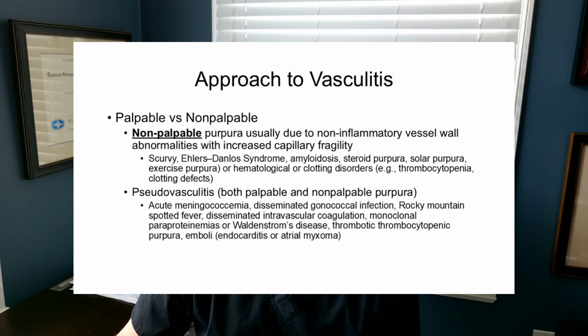So we would consider a differential of things like scurvy or Ehlers-Danlos, amyloidosis. Sometimes steroid purpura looks like this. Otherwise, thrombocytopenia and clotting defects can also present in this fashion. But thrombocytopenia more specifically would show petechiae rather than purpura. But sometimes if you have multiple petechiae in the same area, they can become confluent and look like a purpura.